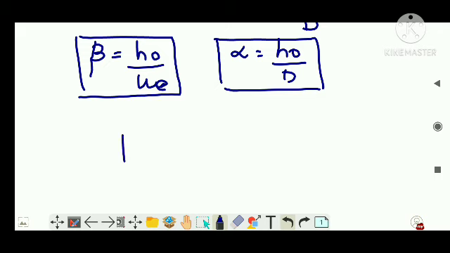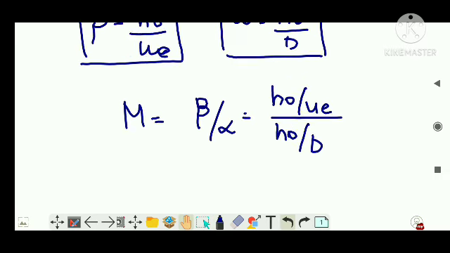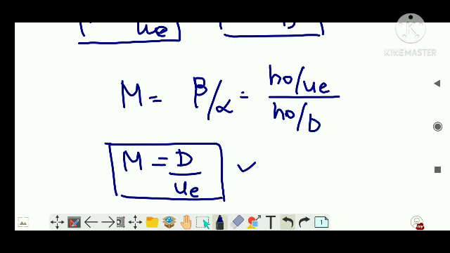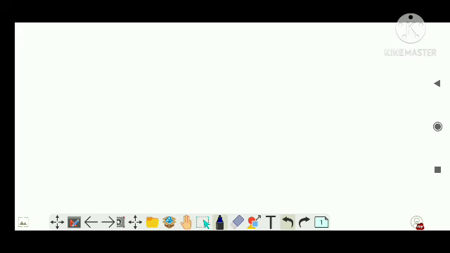Now, what is the magnification of a simple microscope? It is beta by alpha. Beta is H naught by UE divided by H naught by D. Can I cancel two terms? Yes, H naught can be cancelled, so the magnification is D divided by UE. This is the magnification of a simple microscope.